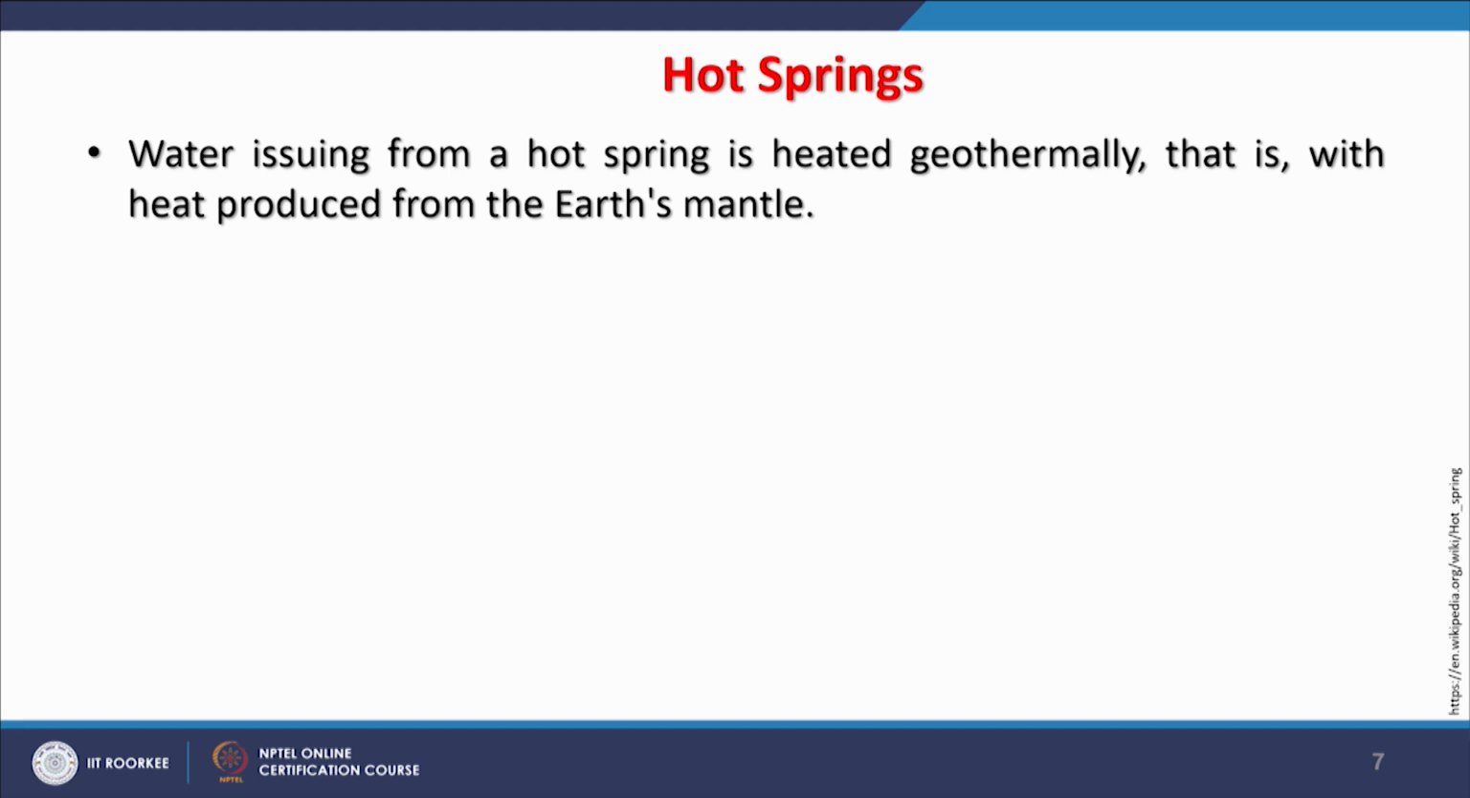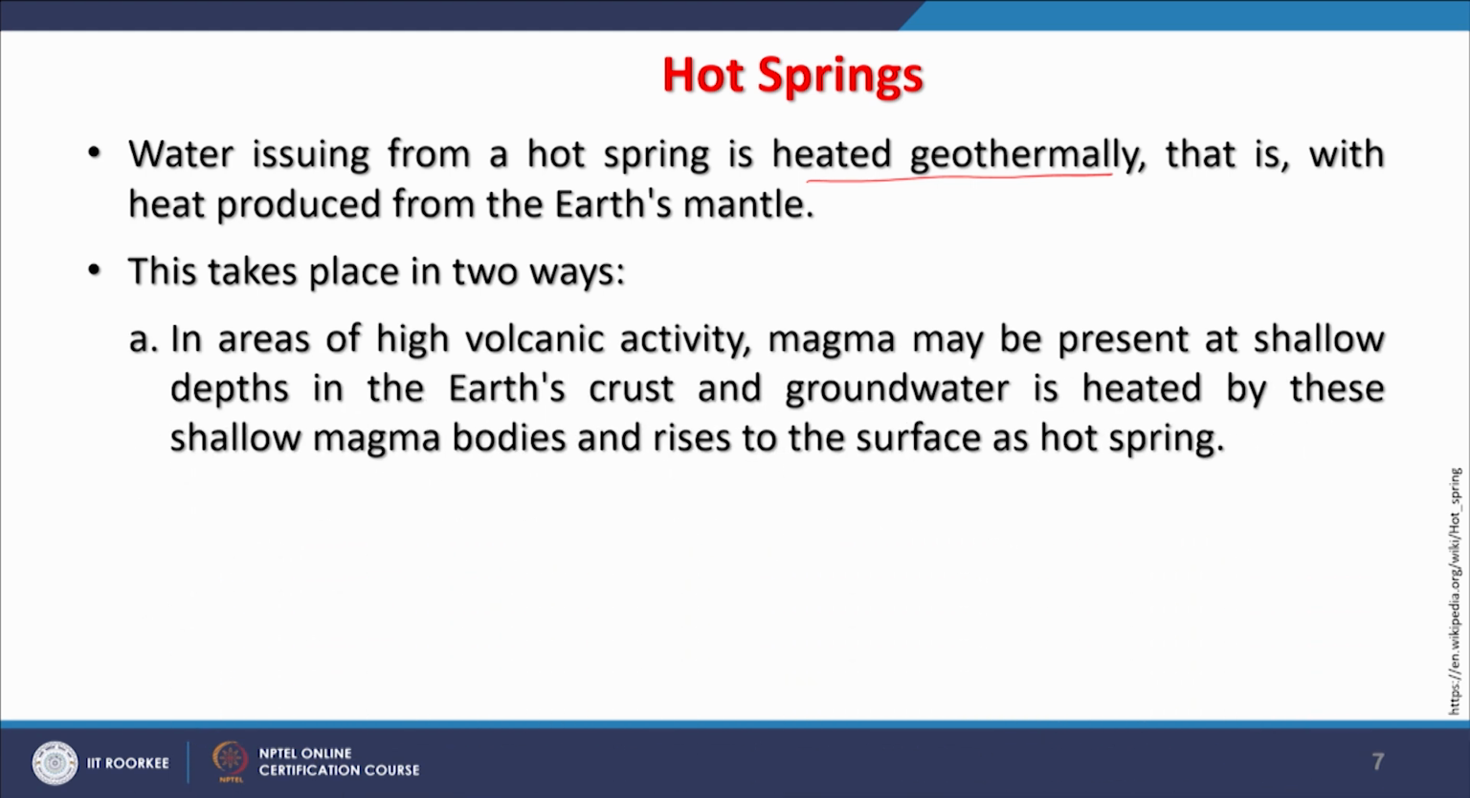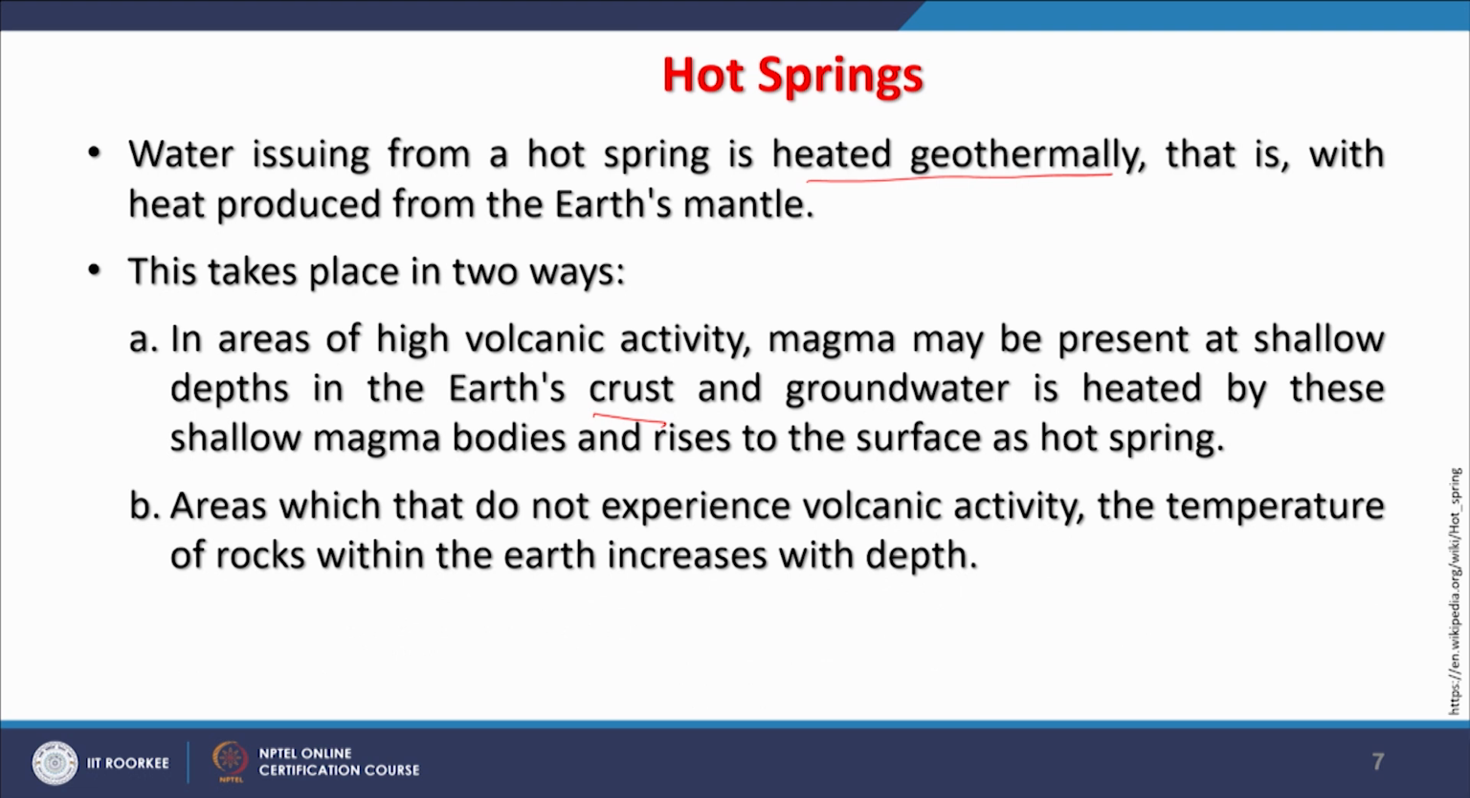So, water issuing from a hot spring is heated, as we have just discussed, geothermally deep from the earth with heat produced from the earth's mantle or lower part of the crust. And this heating of the water can take place in two ways. One is in areas of high volcanic activity. Magma may be present at shallow depth in the earth's crust and at the lower part of the earth's crust, and the groundwater is heated by these shallow magma bodies and rises to the surface as hot springs.